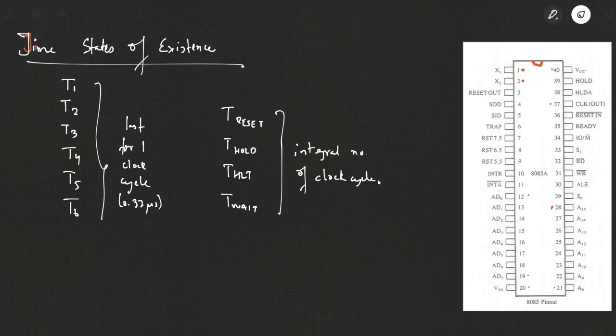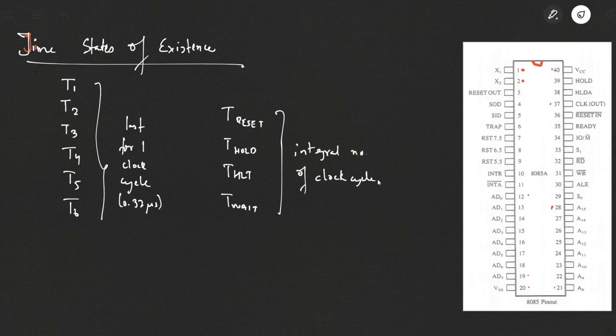So the microprocessor can remain in any of these 10 states at a time. It can either be in states T1 to T6, or it can be in the states T reset, T hold, T halt, and T wait. As I said to you, we'll be discussing these things in detail: what T1 is, what T2 is, what T reset and T hold are, why T1 to T6 only last for one clock cycle, and why these four T states last for more than one integral number of cycles.